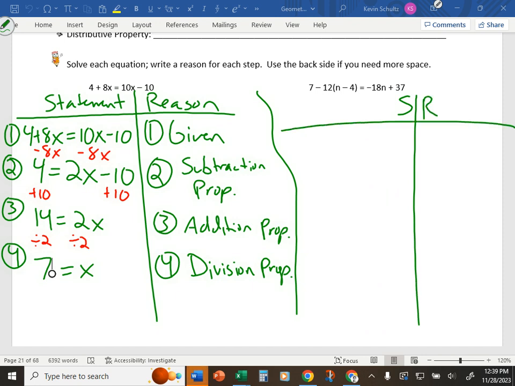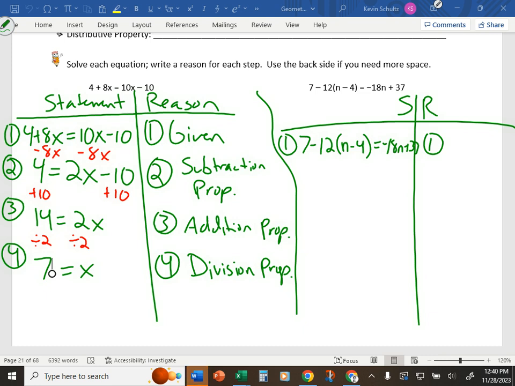Right? And our first step, our first thing is what do we know? We know that 7 minus 12 times the difference of n and 4 is equal to negative 18n plus 37. We know what we're told, which is the equation.